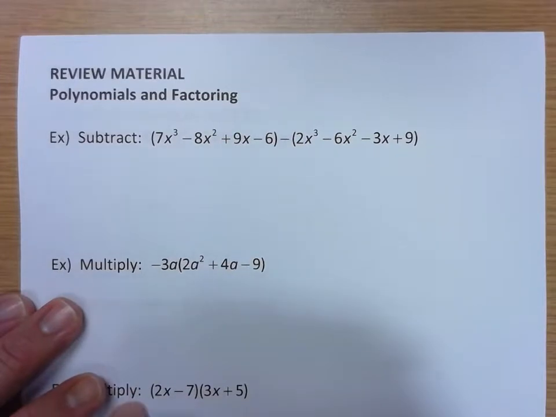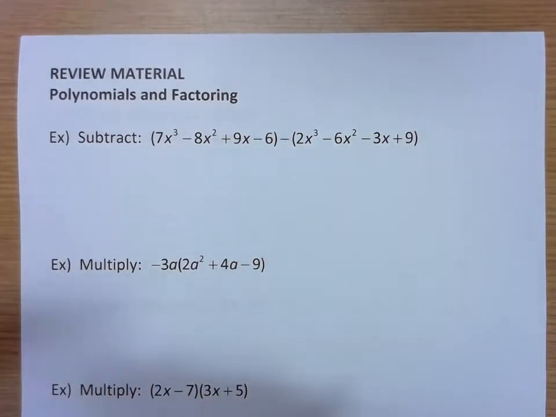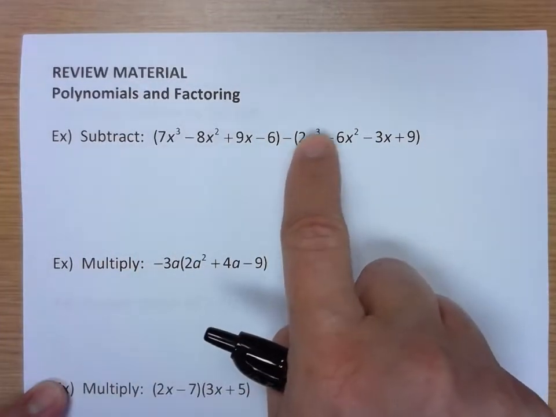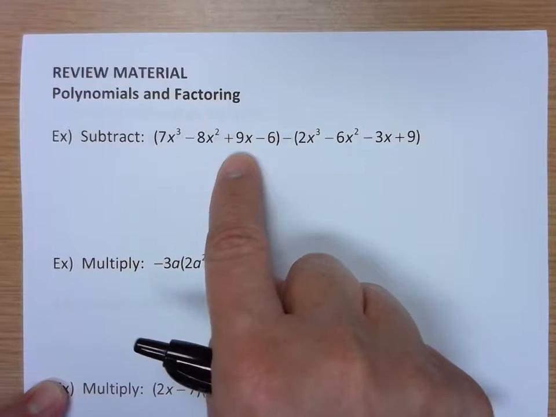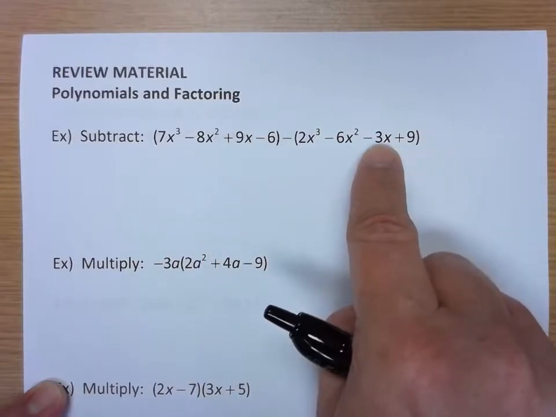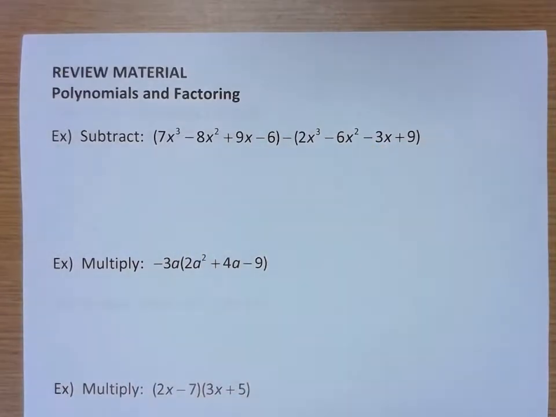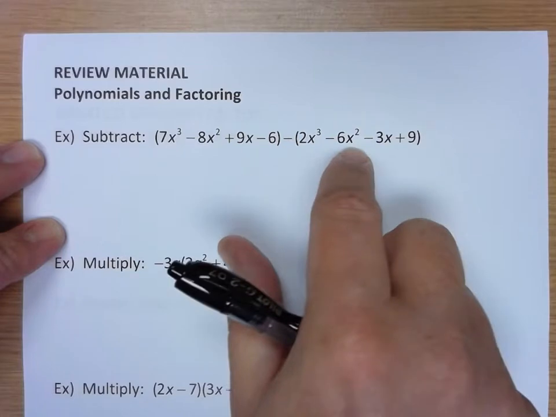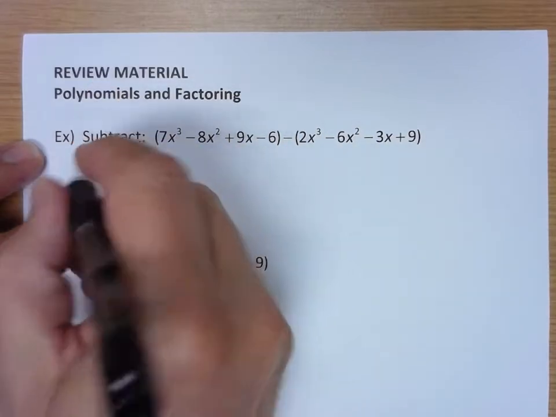Like terms are terms that have the same variable with the same exponent. So, for example, 7x to the third is a like term with 2x to the third. 9x is a like term with the negative 3x. So you're only going to add and subtract like terms, or the main thing you want to remember when doing addition and subtraction. So let's remove these parentheses and then start combining the like terms together.